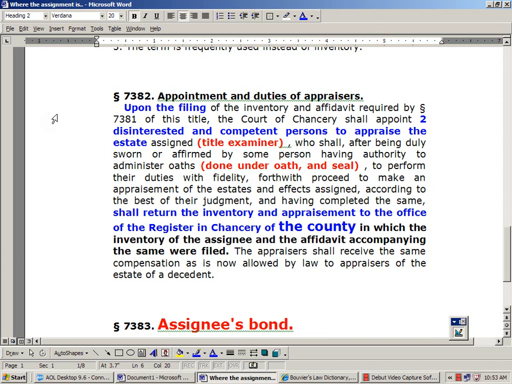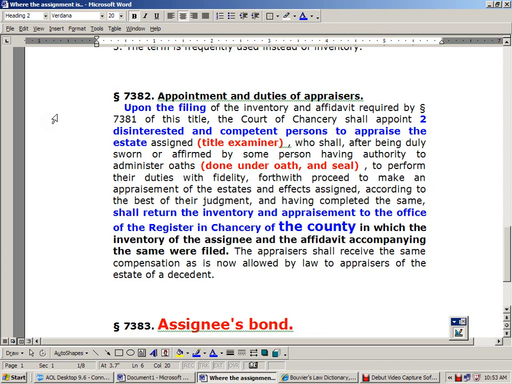Somebody's going to come in and make a deposit, or someone's going to come in and file this inventory, and the title examiner is going to look at it. Who shall, after being duly sworn and affirmed by some person having authority to administer oaths, so done under oath and under seal, they've gone in front of a judge, they have an oath to perform their duties with fidelity, forthwith proceed to make an appraisement of the estates and effects assigned according to the best of their judgment, and having completed the same, shall return the inventory and appraisals to the office of the Register in Chancery of the county. Again, that's the circuit court clerk in Michigan.